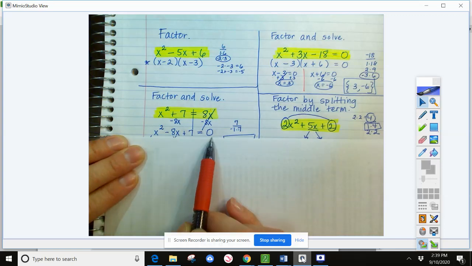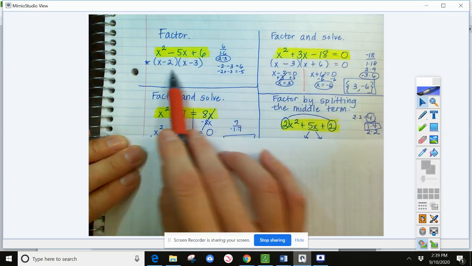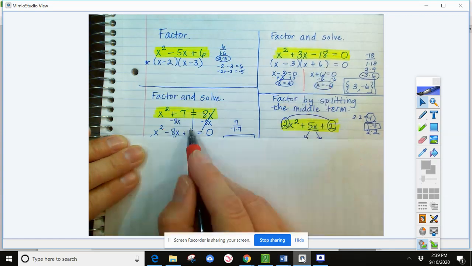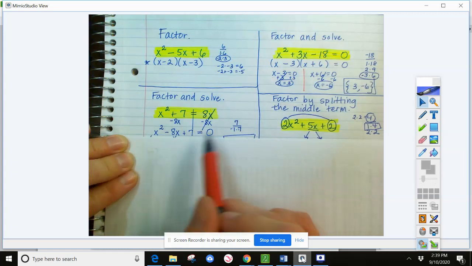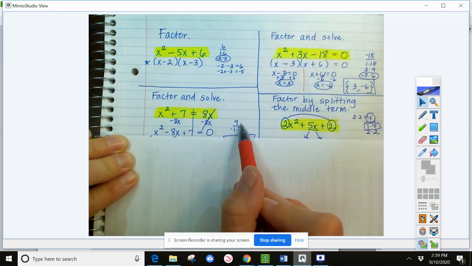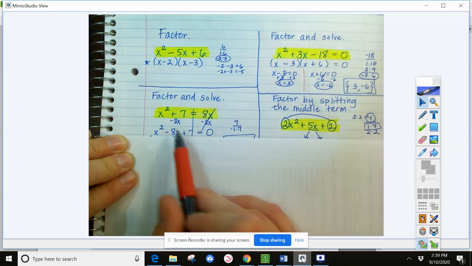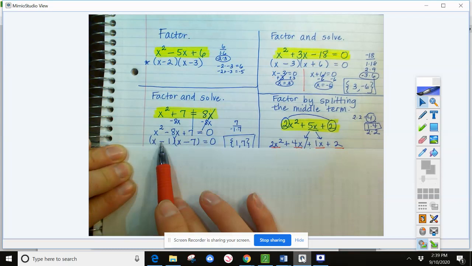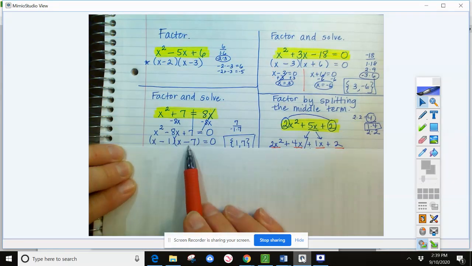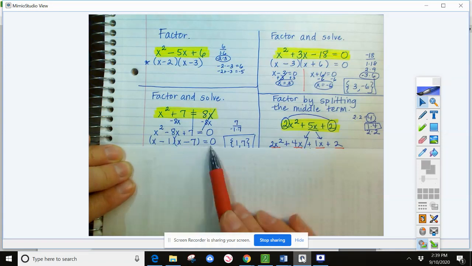And now we can treat it like we did these first two questions. So what are the factors of 7? 1 and 7. Not many choices on that. If we're going to multiply these factors to get a positive 7, yet add them to get a negative 8, then we have to have negative 1 and negative 7. That's the only way we can make that work. So that would be our factoring for that one.